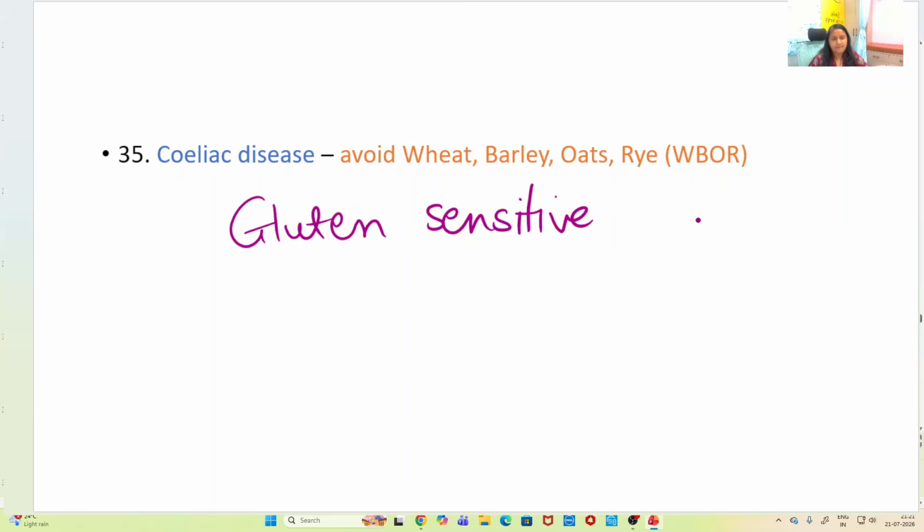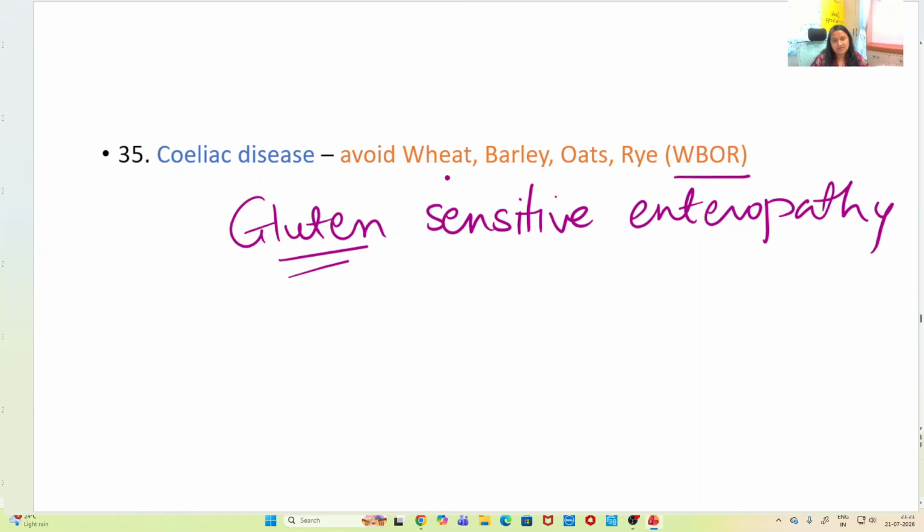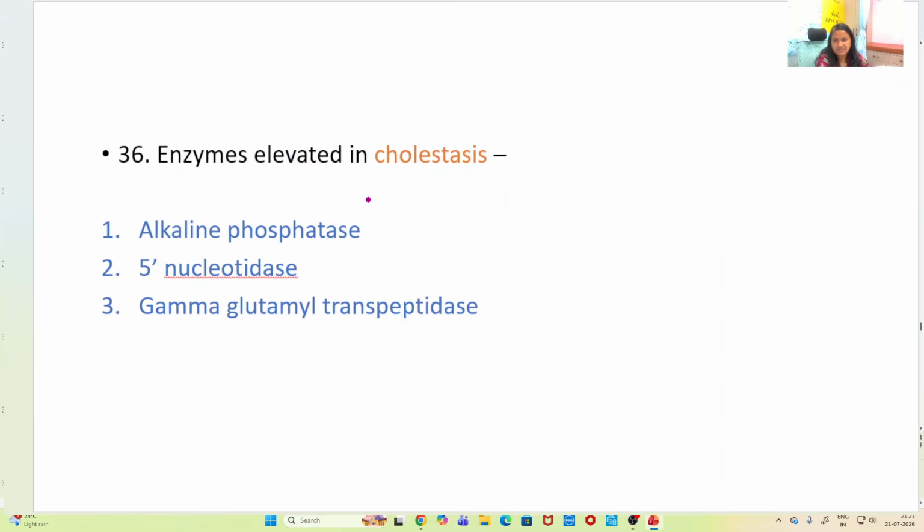Now you have to avoid whatever food products can contain gluten, right? So remember this mnemonic: VBOR. VBOR is wheat, barley, oats and rye. Okay, so you have to avoid these things in cases of patients with celiac disease.